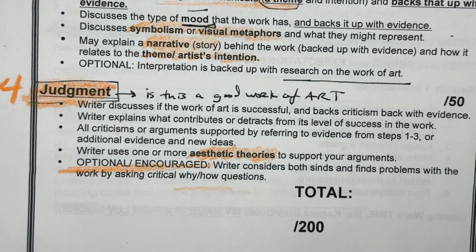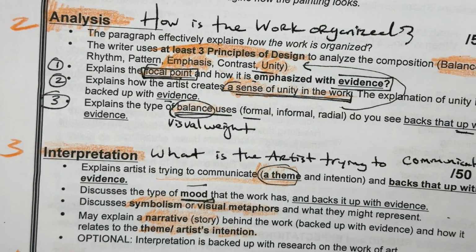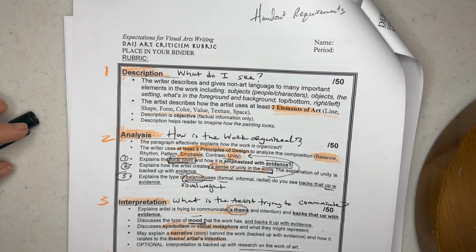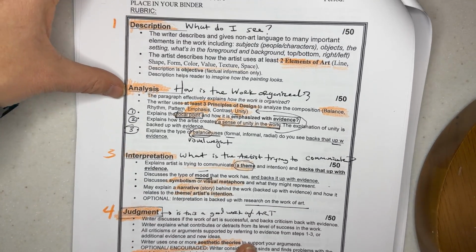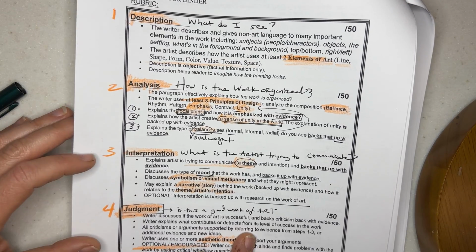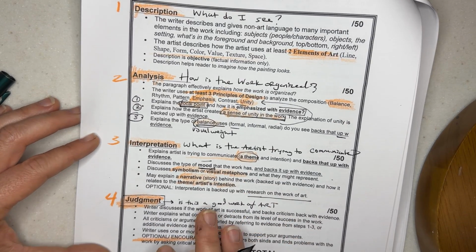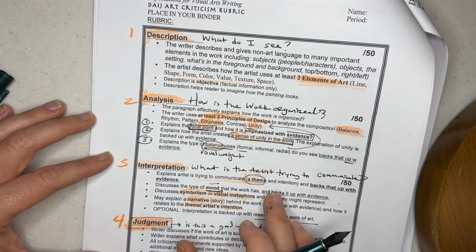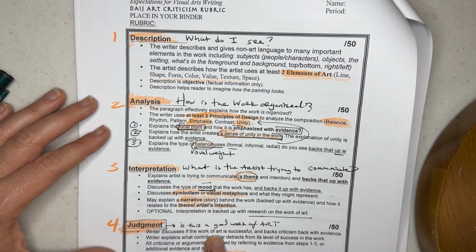Okay? So going ahead, zooming out. Oh my gosh, it's so beautiful. This is the rubric. Pause the video, turn to your partner. What are the main questions? What do I see? How is the work organized? What is the artist trying to communicate? Is this a good work of art?